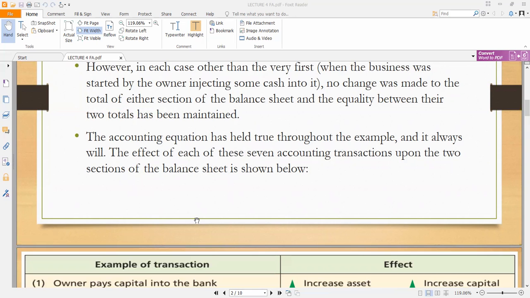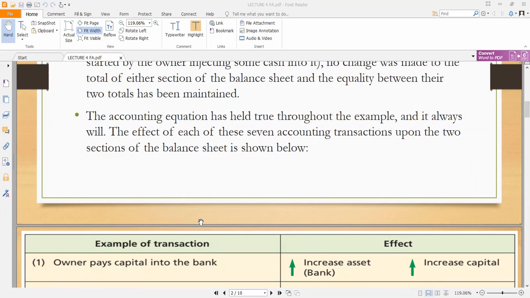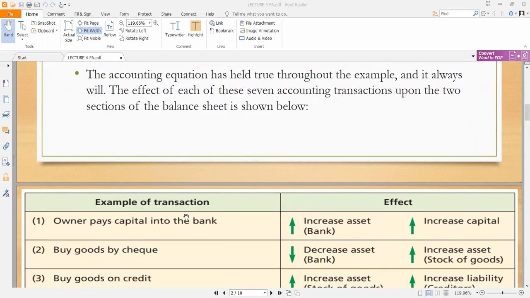Now, the effect of each of these 7 accounting transactions upon the two sections of the balance sheet is shown below. Let's look at the effect of those transactions that we are dealing with. You and I are able to understand as financial economists that every transaction that we incurred had a certain effect to the whole stance of the company.